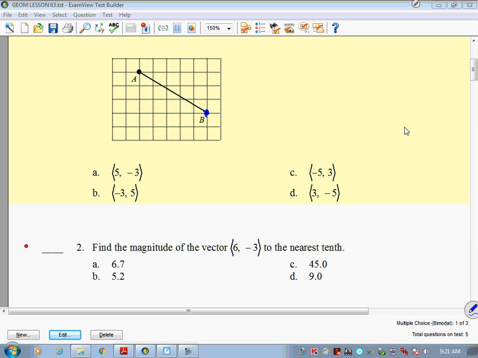Sure I can. Remember, we went to the right 5, we went down 3. Can I find the distance of AB? How?